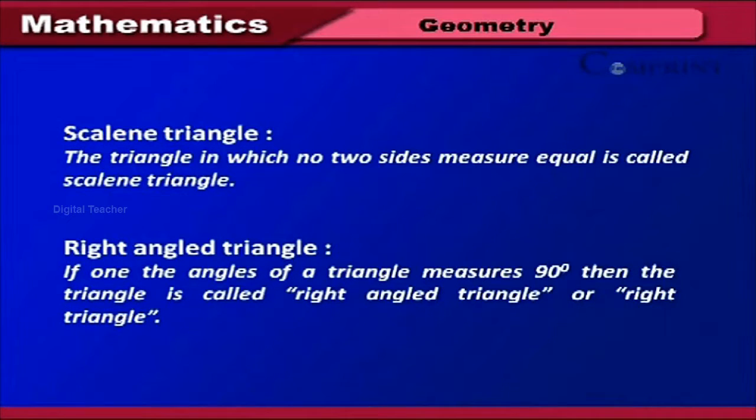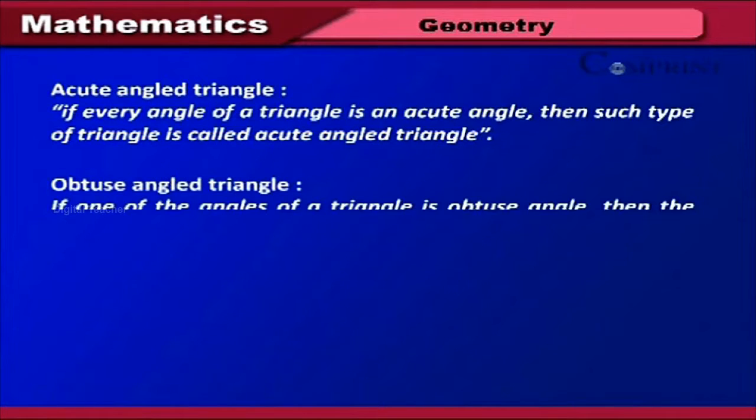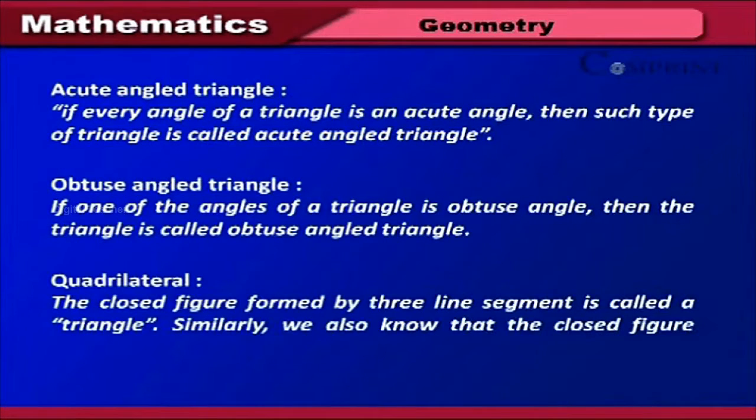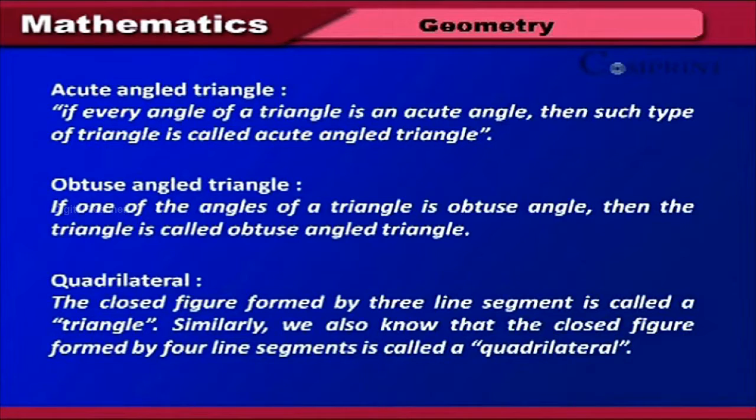Right-angled triangle. If one of the angles of a triangle measures 90 degrees, then the triangle is called a right-angled triangle or right triangle. Acute-angled triangle. If every angle of a triangle is an acute angle, then such a triangle is called an acute-angled triangle. Obtuse-angled triangle. If one of the angles of the triangle is an obtuse angle, then the triangle is called an obtuse-angled triangle.